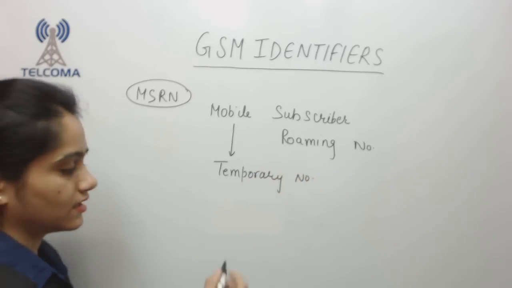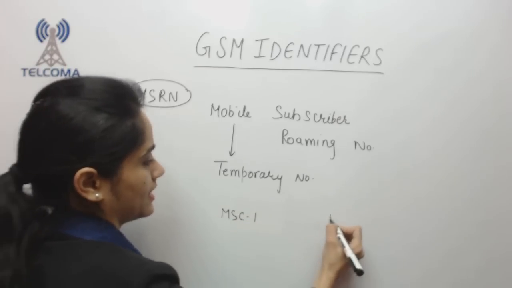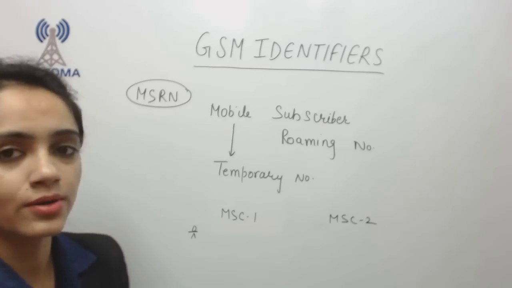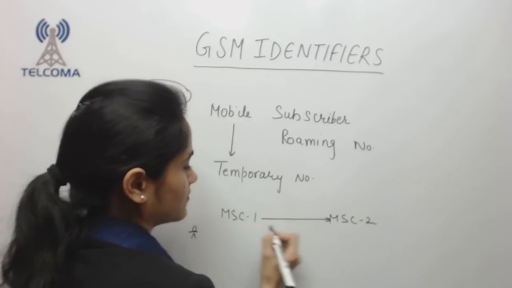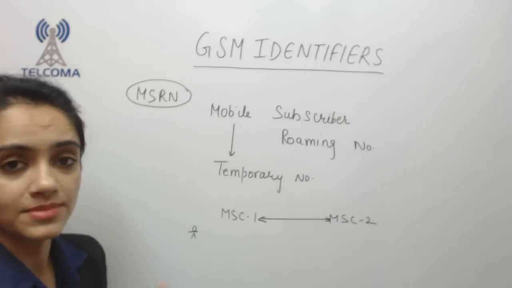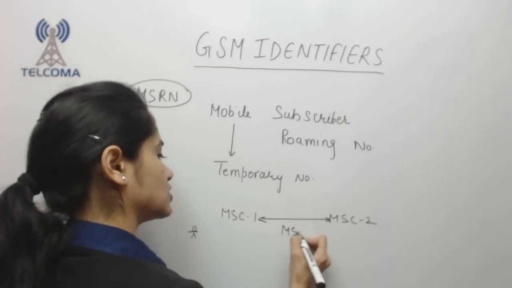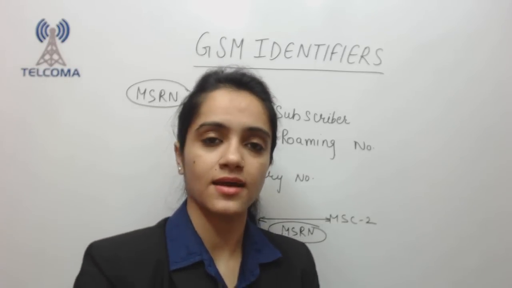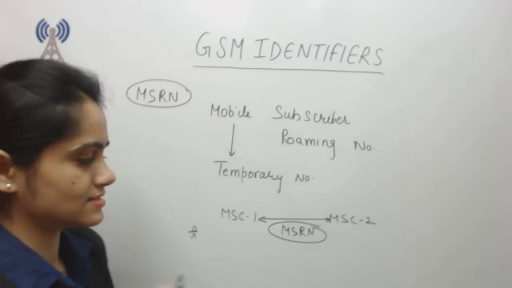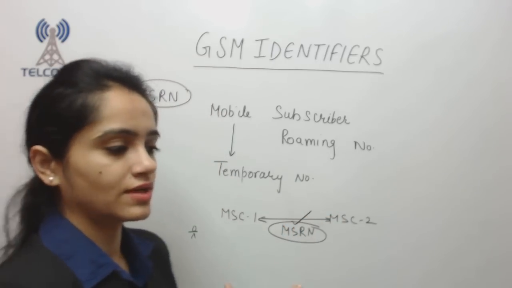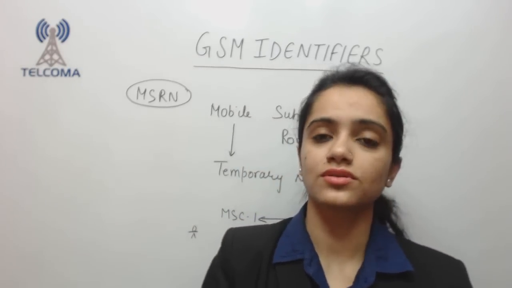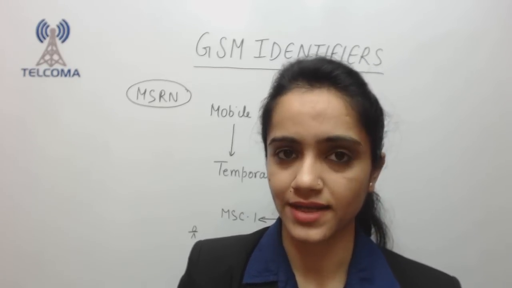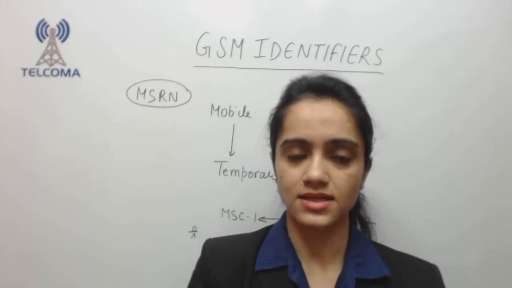So whenever, like we have MSC1 and MSC2, and the user wants to call another location, we require roaming for that purpose. So whenever MSC1 requires to make a connection with MSC2 or another, there is an exchange of the MSRN roaming number, and when the signaling process is completed, the MSRN is released. That means MSRN is required so that we can make a connection between two MSCs, so that roaming is possible. So in today's class, we have covered 4 identifiers: MSISDN, IMSI, TMSI and MSRN.